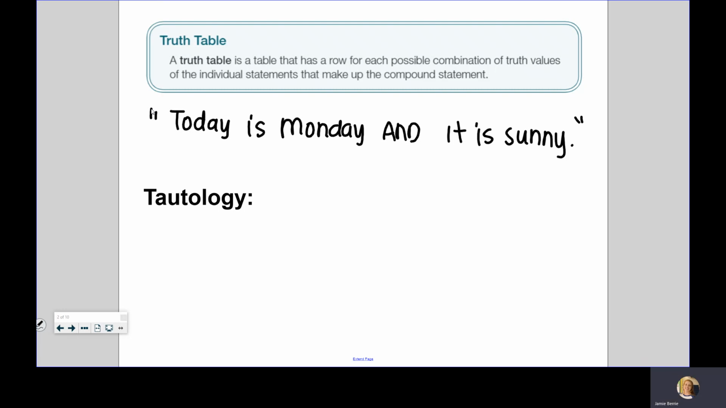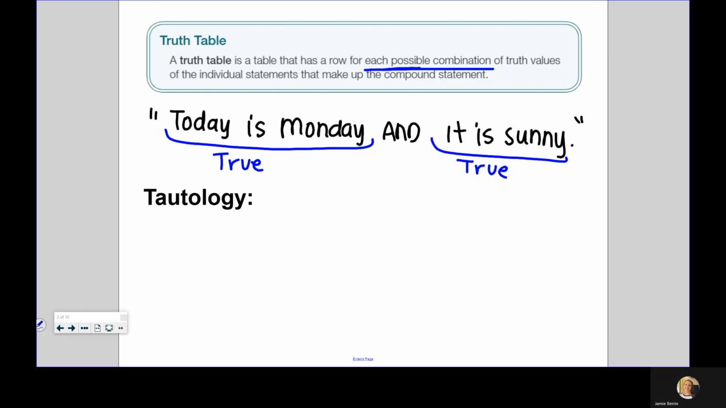I wanted to talk about what this part means right here: each possible combination of truth values. All right, so for example, in our statement here, we have the compound statement. Today is Monday, that's one simple statement. And it is sunny, that's another simple statement. So you could have any combination of truth values for these statements. For example, these could both be true. So that's the first row of the truth table up there. P represents the first statement, Q represents the second statement. That first row says, okay, they're both true.